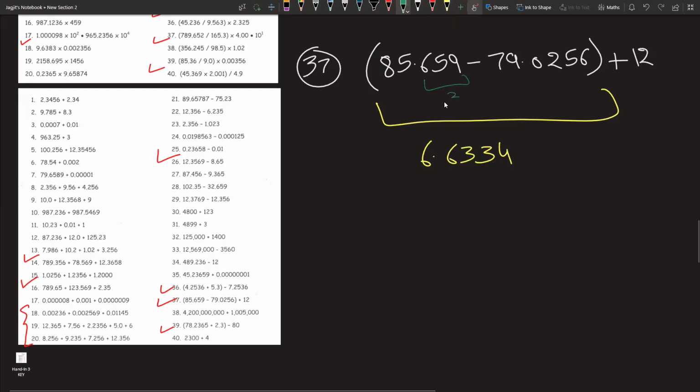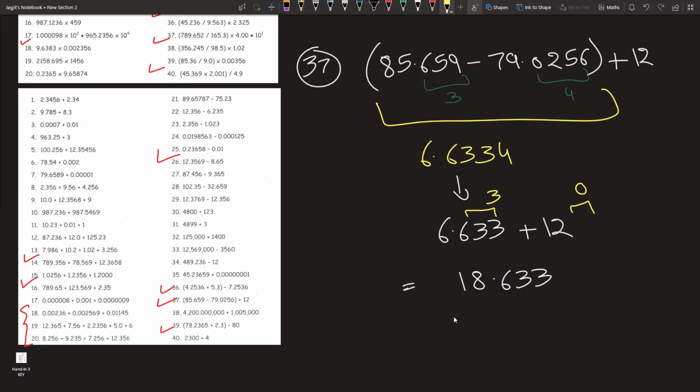This one has 3. This one has 4. My answer should only have 3. So this will become 6.633. And then we will add 12 to that. When you add 12 to that, you get 18.633. But then when you use the rule on here, you have 3 numbers here. This one has none. So your answer should have no number after the decimal. 18.6, you will round it up to 19. And that has no number after the decimal. That would be your final answer. Do you guys understand the steps on here? Okay, good.